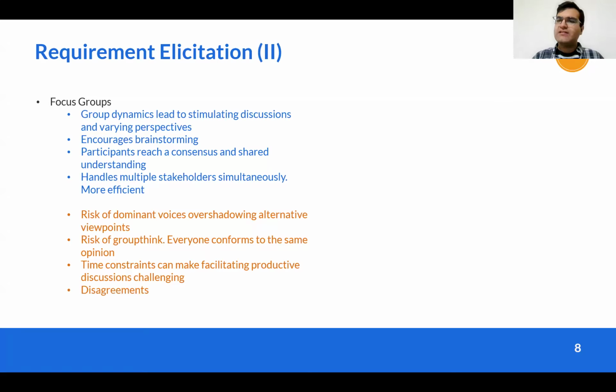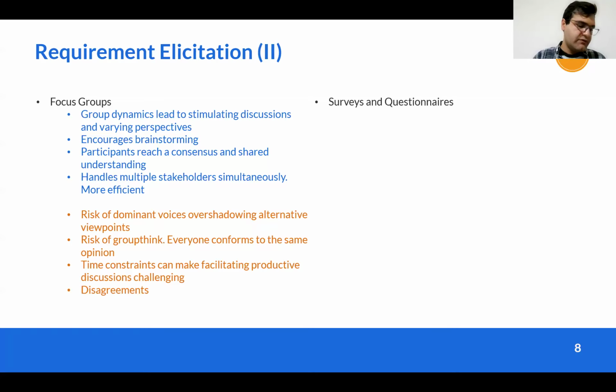And of course, there can be disagreements, right? Of course, it depends on the type of system, but some people can get very heated when their opinion is not accepted, right? And people can start arguing. That's why you need a moderator.